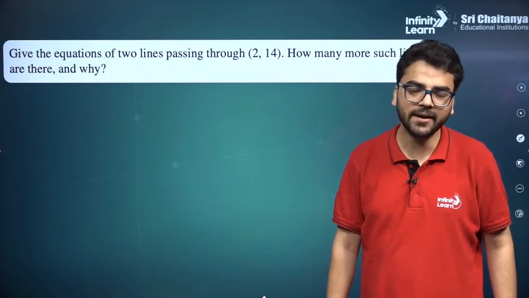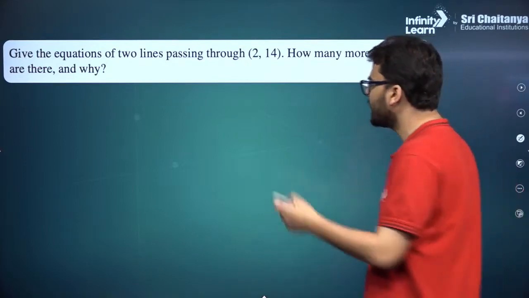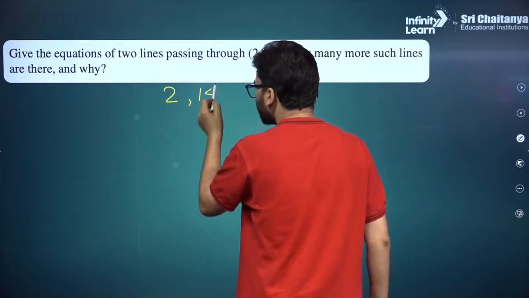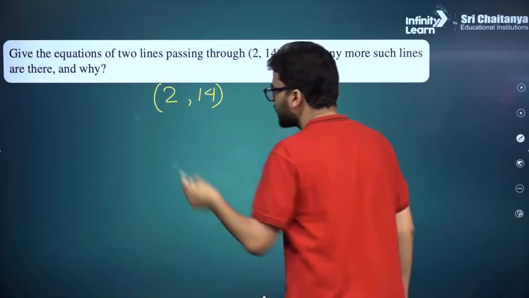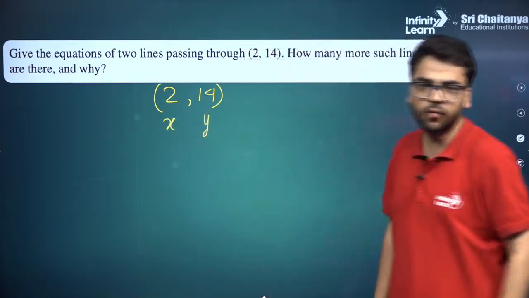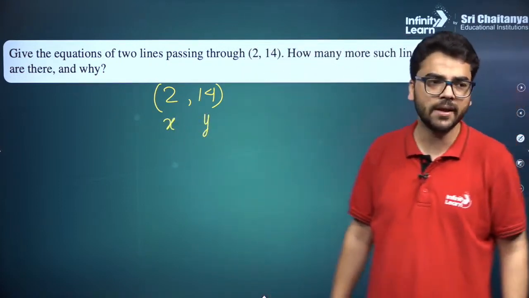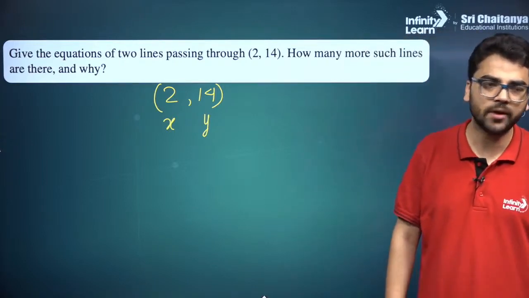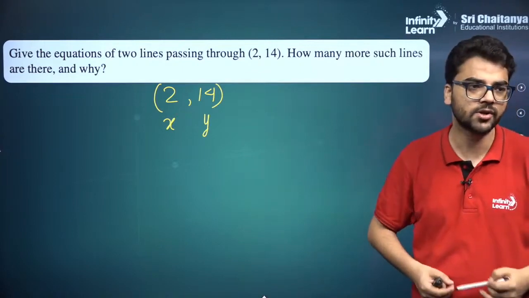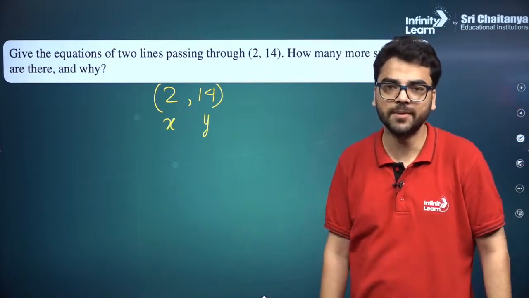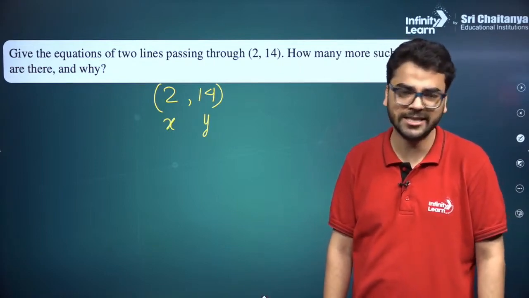You can understand it from the equation itself. You see that the point over here is 2, 14. Suppose this is the x coordinate and y coordinate. You want an equation. Obviously, Jamin, that will be infinite. Infinite such equations can be there, but can you give me two examples according to this question, Jamin? That's not the complete answer.